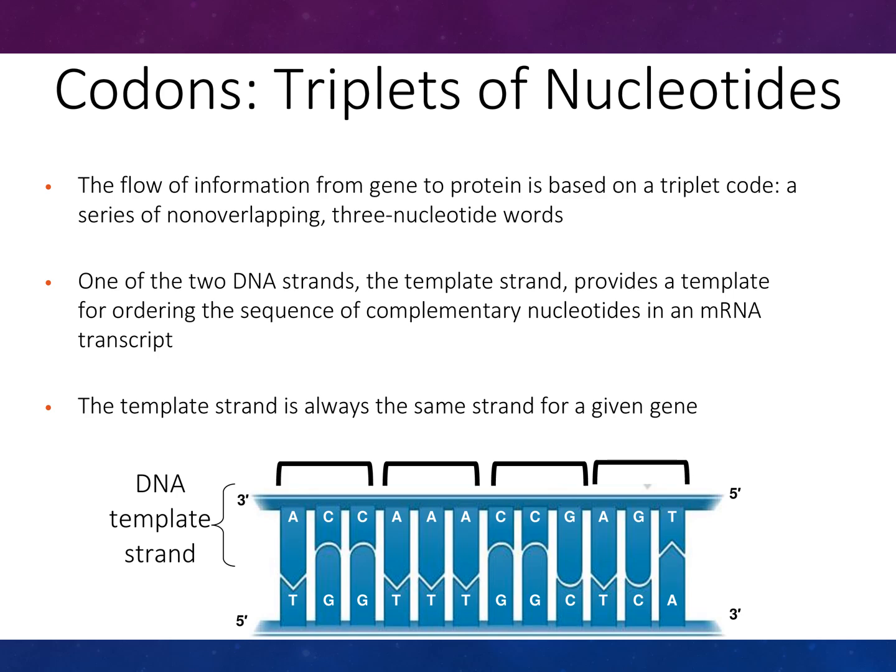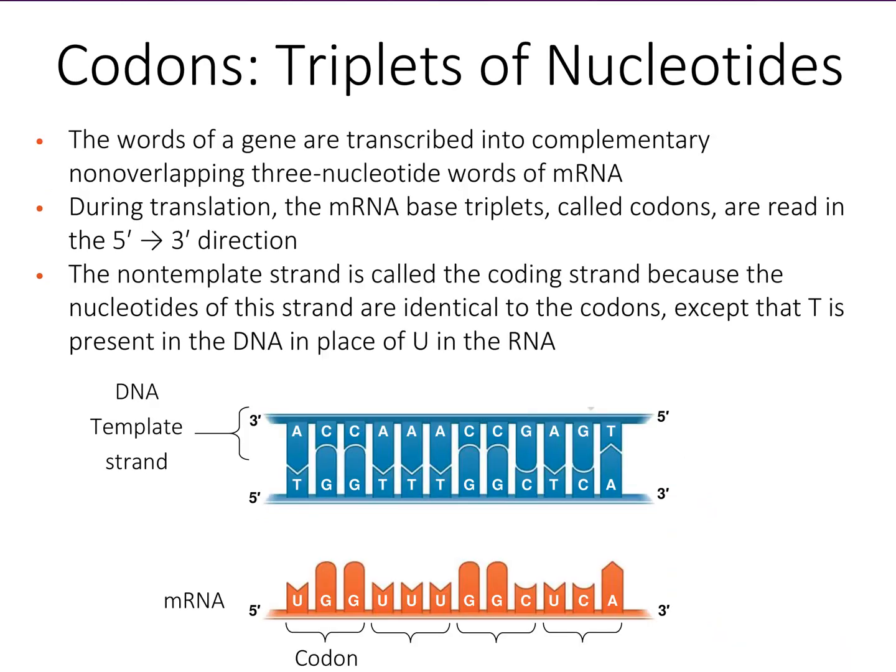So codons, triplets of nucleotides. The flow of information from gene to protein is based on a triplet code, a series of non-overlapping 3 nucleotide words. One of the two DNA strands, the template strand, provides a template for ordering a sequence of complementary nucleotides in the mRNA transcript. The template strand is always the same strand for a given gene. The words of a gene are transcribed into complementary non-overlapping 3 nucleotide words of mRNA.